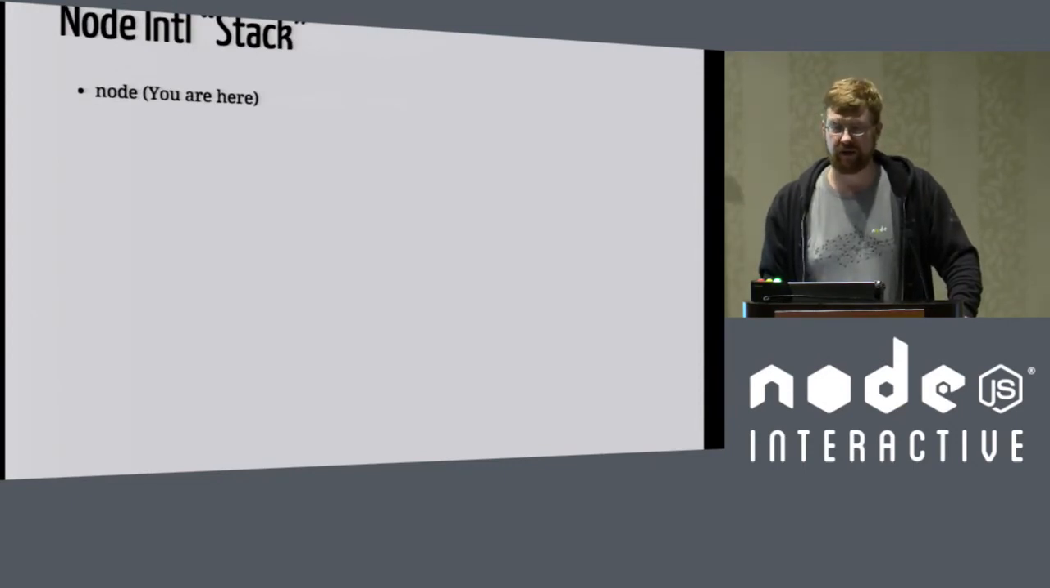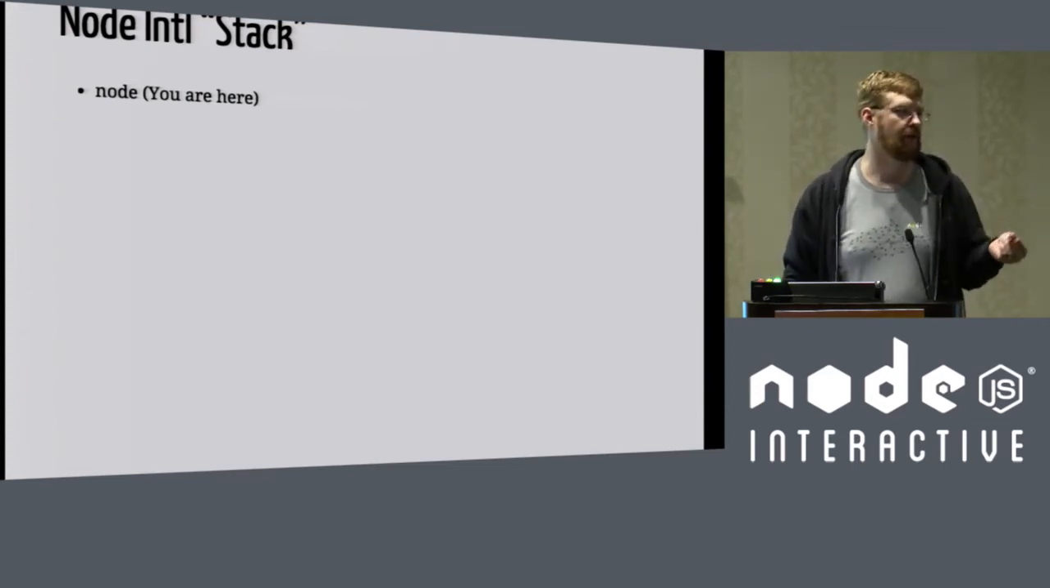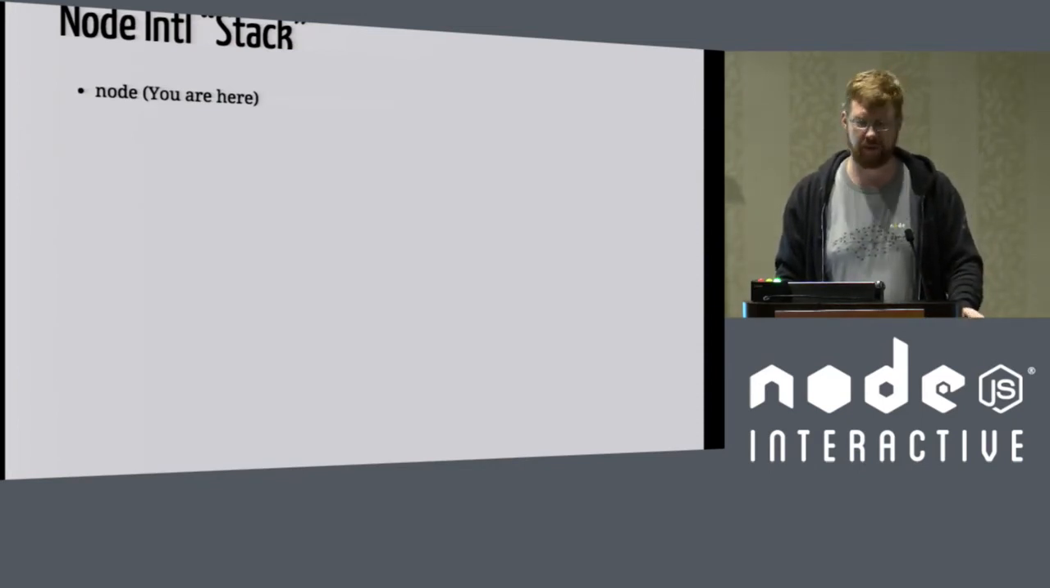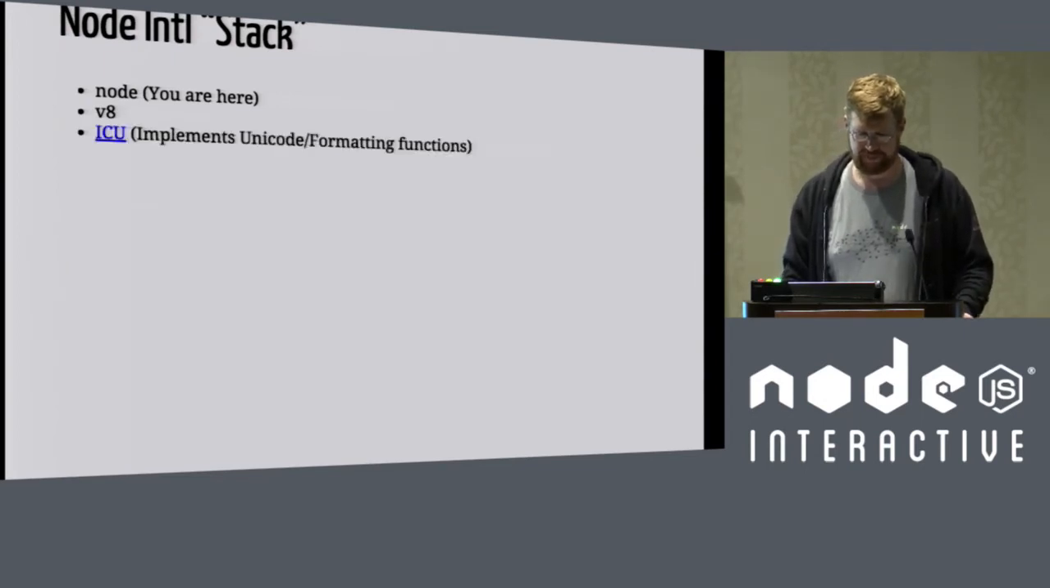So what does the Node stack look like? What are the components that go into making up this internationalization? Well, at the top we have Node, and you are here. Now we could actually put libraries on top of this, such as jQuery Globalize and other libraries, Moment.js. But we'll start with the basic Node support here and say you are here. Under that we have V8, which we all know and love. ICU is the International Components for Unicode.